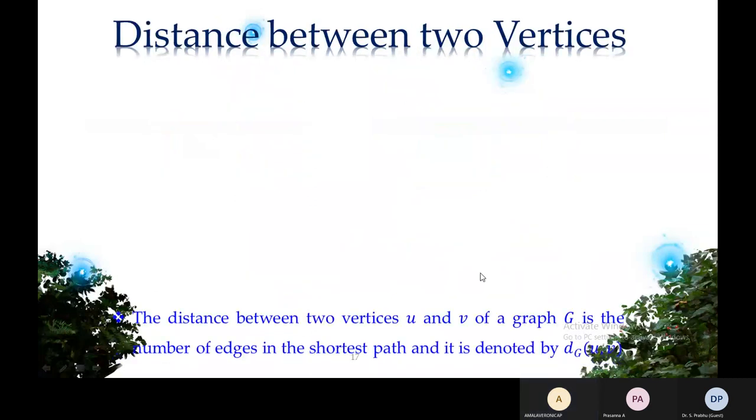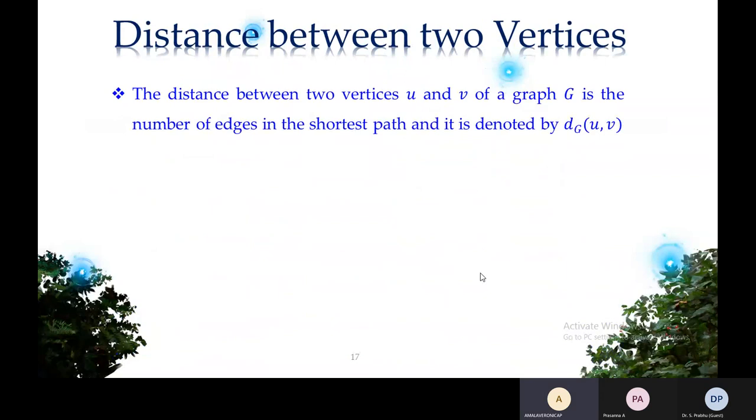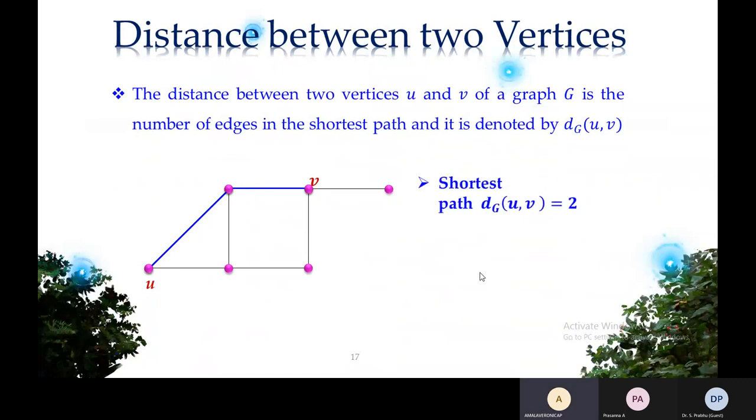Distance between two vertices. How do I define a distance between two vertices? Our sister has already given that; I am just revising. You take a graph G and take two vertices U, V. There are two possibilities in reaching from U to V. The first one is the shortest path between U and V with 2 edges. And there is another path with three edges, so the distance along it is 3. When I compare these two, the minimum distance is 2. Therefore, the shortest path between U and V is going to be the blue path and not the red path. This is how I define the distance between two vertices. When I say distance, it always represents the shortest distance, not the longest distance.